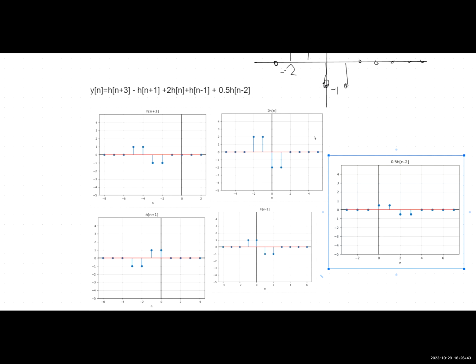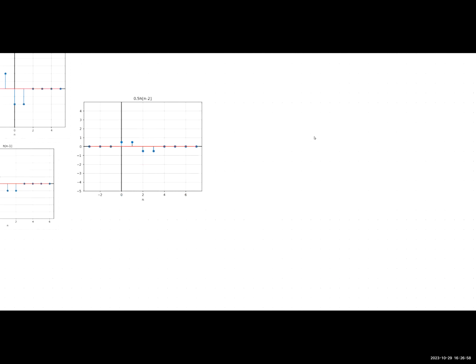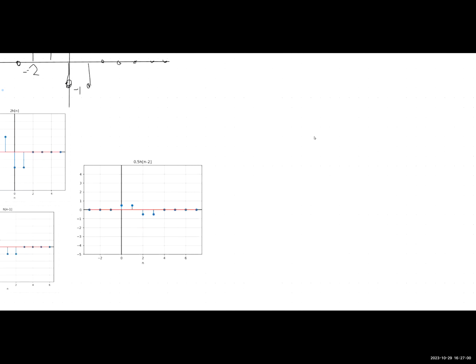Okay, so that's each individual component of y of n, right? But to actually find y of n, you have to add all of these up. And so I'm going to paste the final plot here. Where is it?